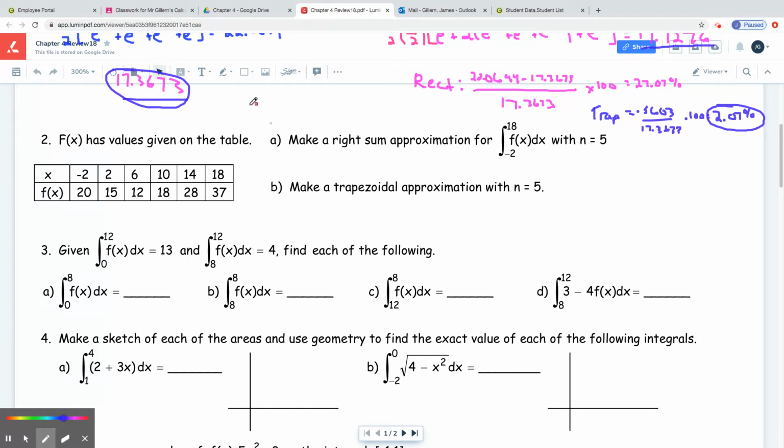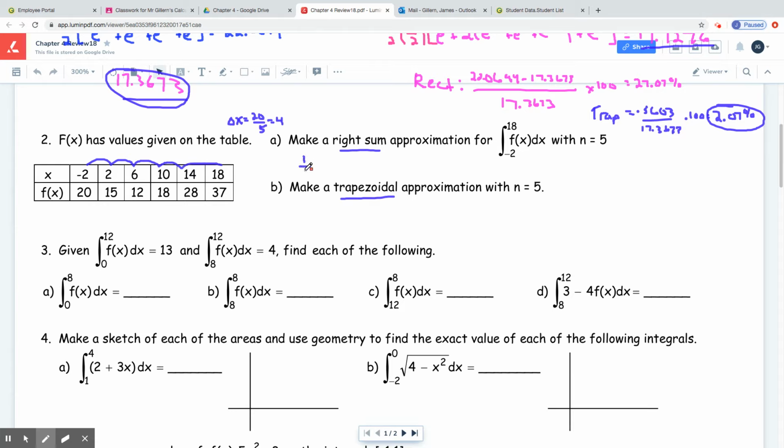All right. So we have another example where we're going to use a rectangle approximation and a trapezoidal approximation using a chart this time. For a rectangle approximation, n equals 5, and we're going from -2 to 18. So 18 minus -2 is 20. So delta x is 20 over 5, which is 4, which is exactly what we have here. So our delta x is 4.